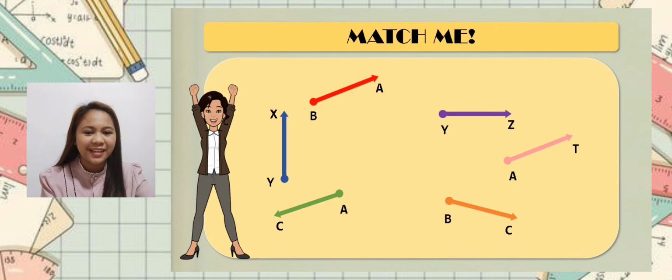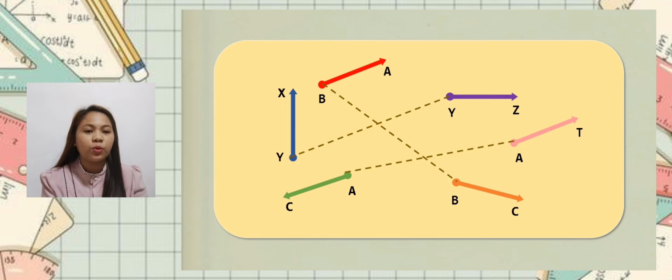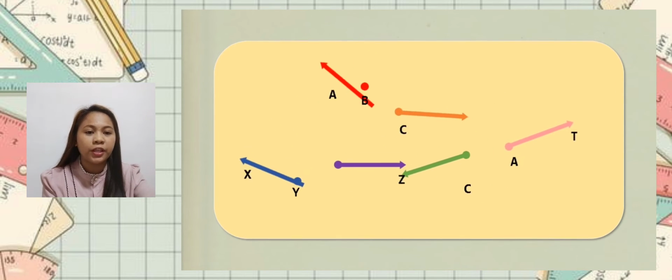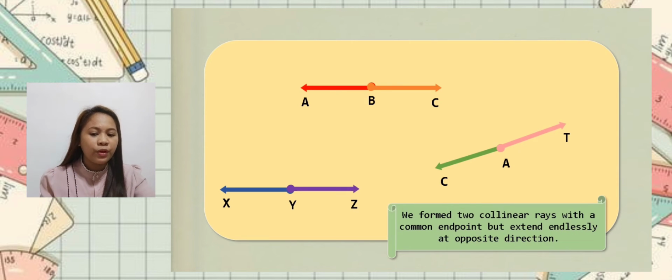Okay, time's up. Now, let us see if your answers are correct. Ray AB will be connected to ray BC, ray XY to ray YZ, and ray CA to ray AT. Did you get it correct? Very good. Let us try putting them together using the common endpoint and forming it straightly. Then, what did you get? We form two collinear rays with a common endpoint but extend endlessly in opposite directions. And this is what we call a line.